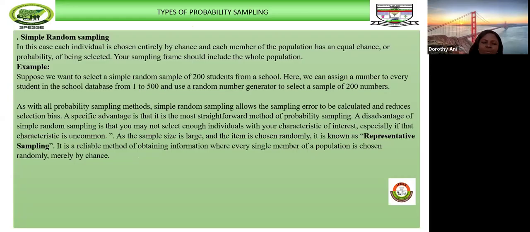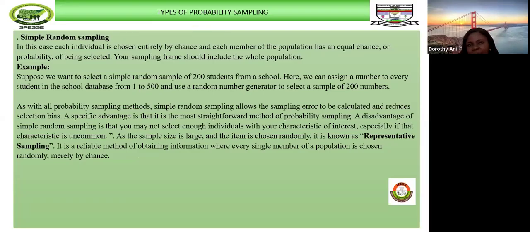As with all probability sampling methods, simple random sampling allows the sampling error to be calculated and reduces selection bias. A specific advantage is that it is the most straightforward, the most common that students use, the most straightforward method of probability sampling. A disadvantage of simple random sampling is that you may not select enough individuals with your characteristics of interest, particularly if that characteristic is uncommon.